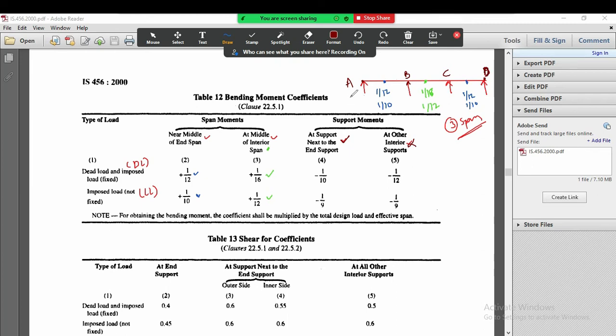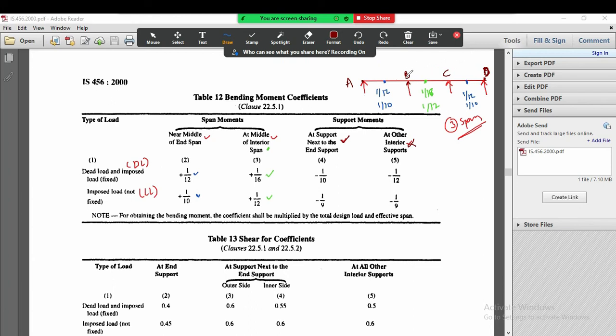Okay, so A and D are your end supports, and B and C are the supports next to the end supports. After A comes B, and from the other side, after D comes C. So B and C are the supports next to the end supports. If you have to calculate the bending moment at supports next to the end support, obviously it will be hogging bending moment, because these are supports.